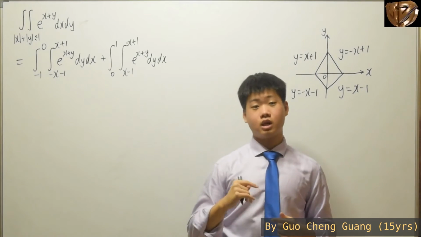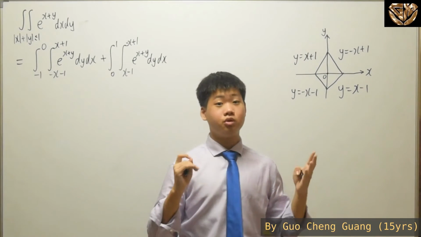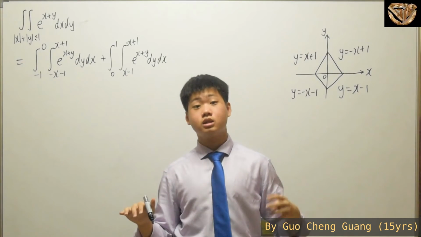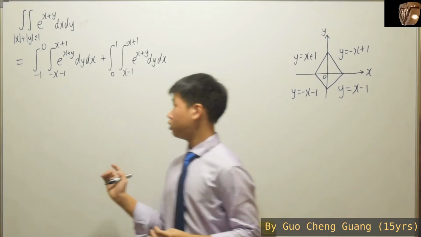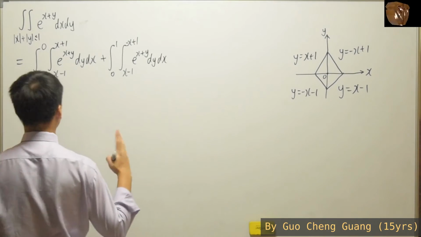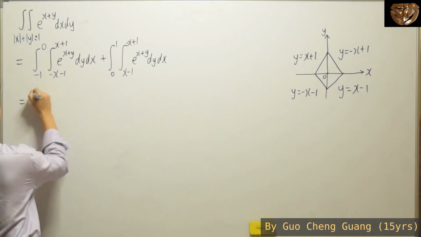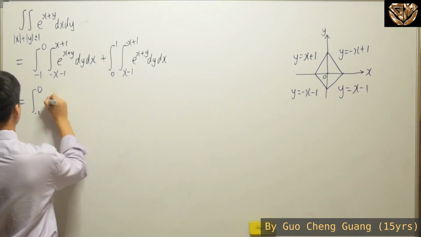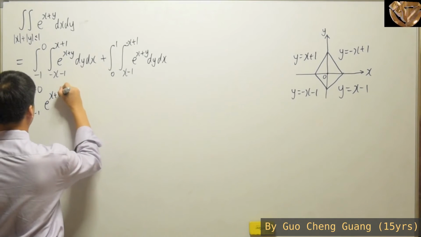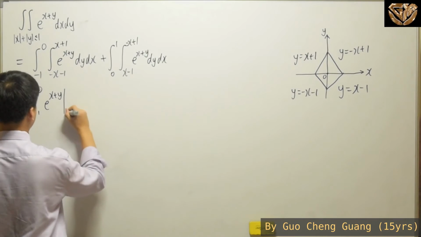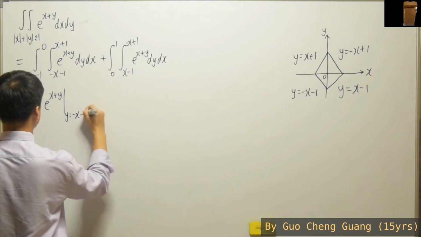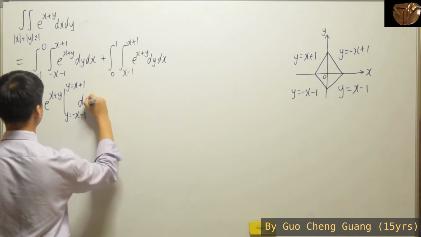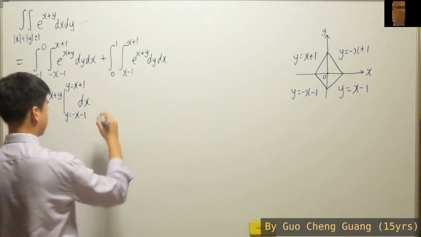So again, like the previous example, when you have integration for 2 different variables, when you're integrating for one variable, you'll take the other as a constant. So this would just be a simple exponential integration. So in the first term, you are going to see e to the power of x plus y. And you have to substitute in y is equal to negative x minus 1 and y is equal to x plus 1. Then of course integrate with respect to x.